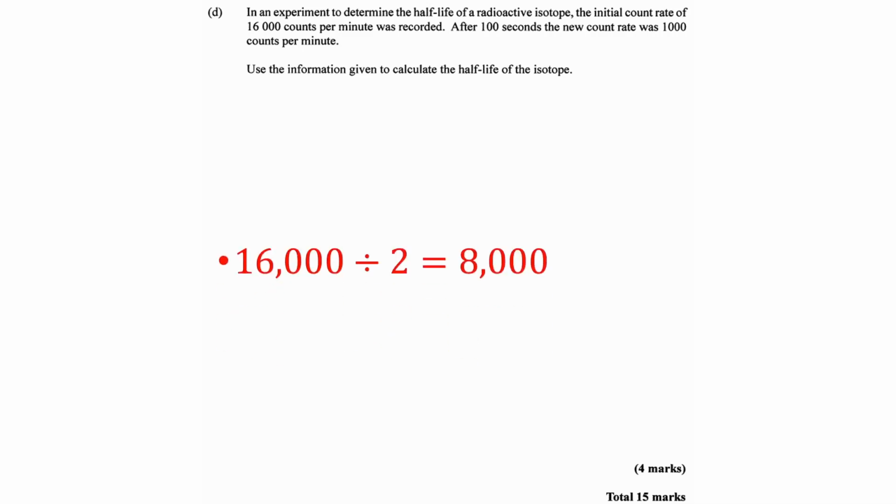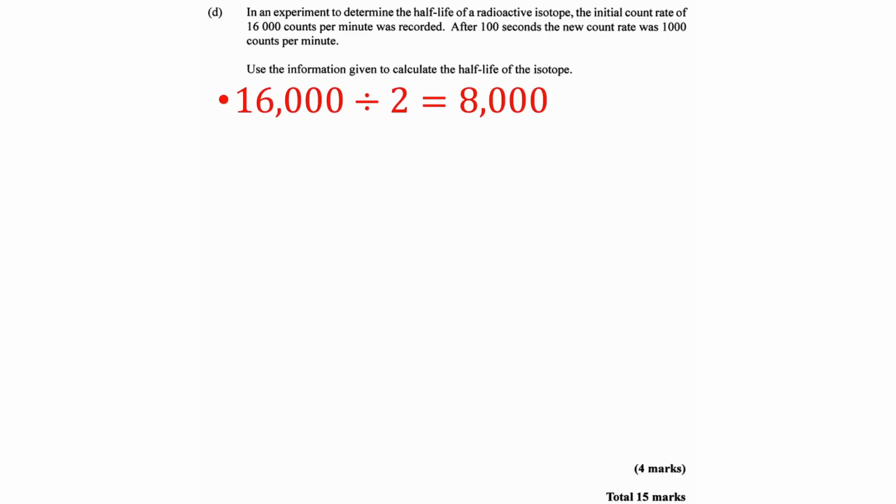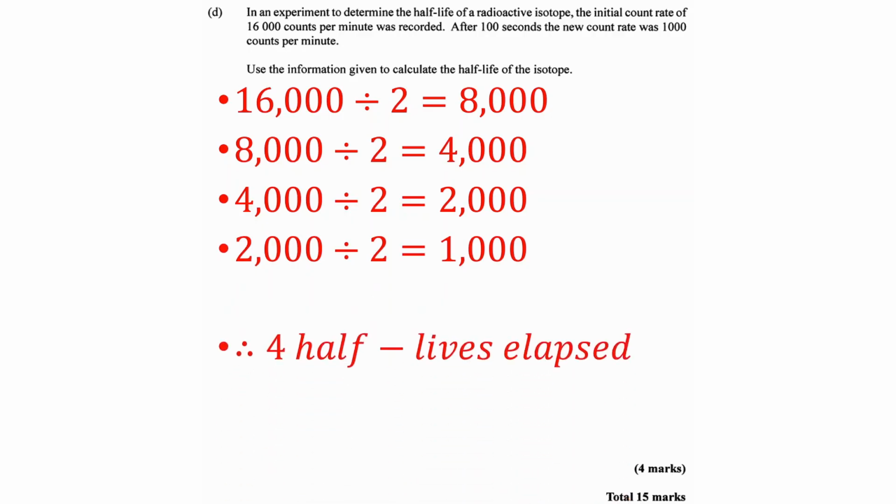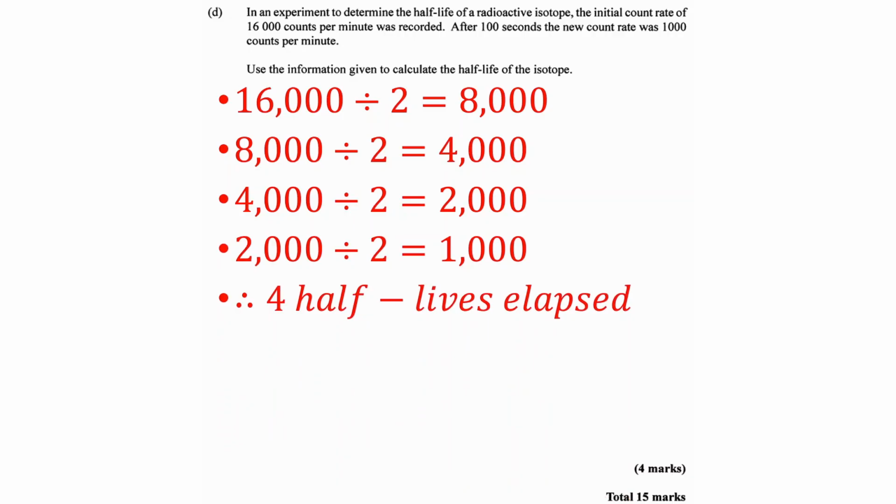So we take the 16,000 divided by 2, that will give you 8,000. 8,000 divided by 2 gives you 4,000. 4,000 divided by 2 gives you 2,000. And 2,000 divided by 2 gives you 1,000. So that is 4 half-lives. Now if that took 100 seconds, then the value of the half-life will be 100 seconds divided by 4, which gives you 25 seconds. And that's question 6.